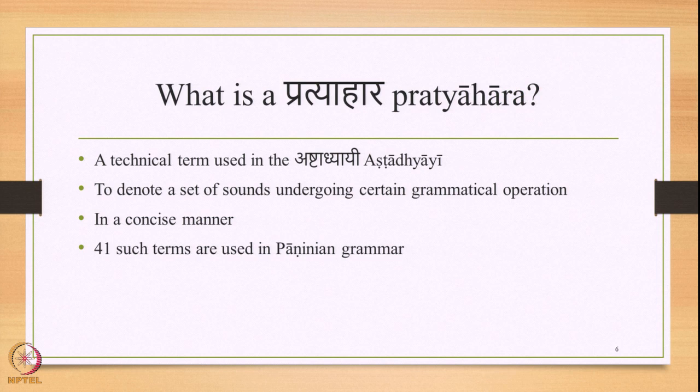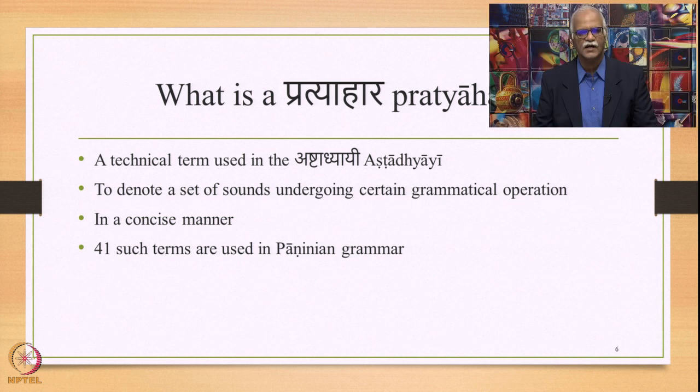What is a Pratyāhāra? Pratyāhāra is a technical term used in the Ashtadhyayi to denote a set of sounds undergoing certain grammatical operation in a concise manner. This does not mean that the word Pratyāhāra is used in the grammar of Pāṇini, but Pratyāhāra stands for certain technical terms that are used in the Ashtadhyayi of Pāṇini, and they denote a set of sounds undergoing certain grammatical operation in a concise manner. And there are 41 such terms that are used in Pāṇinian grammar.